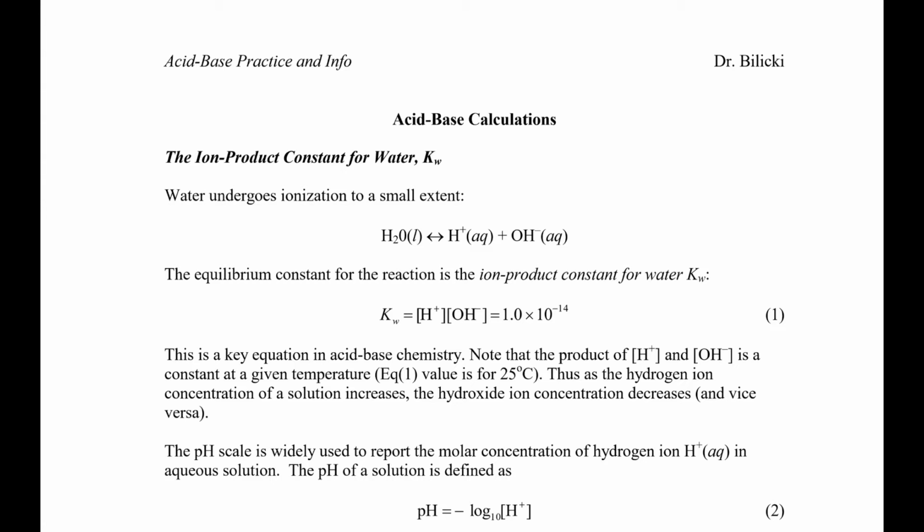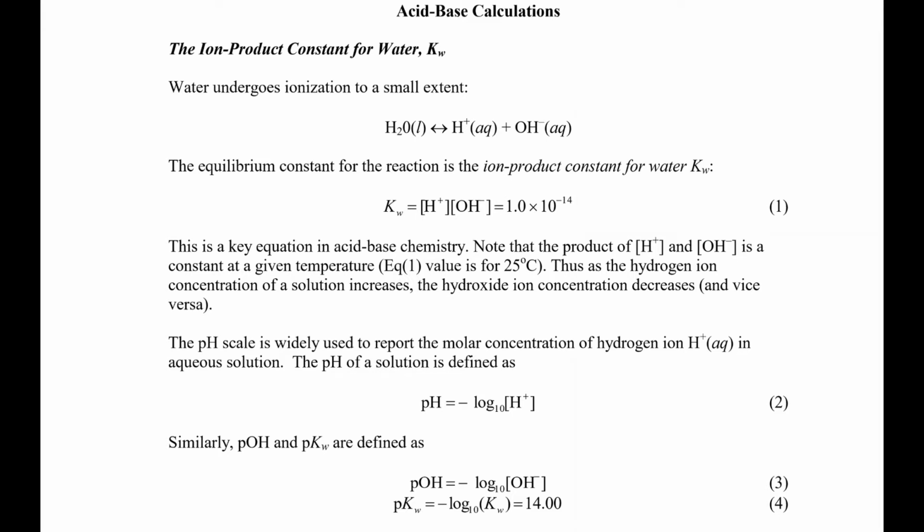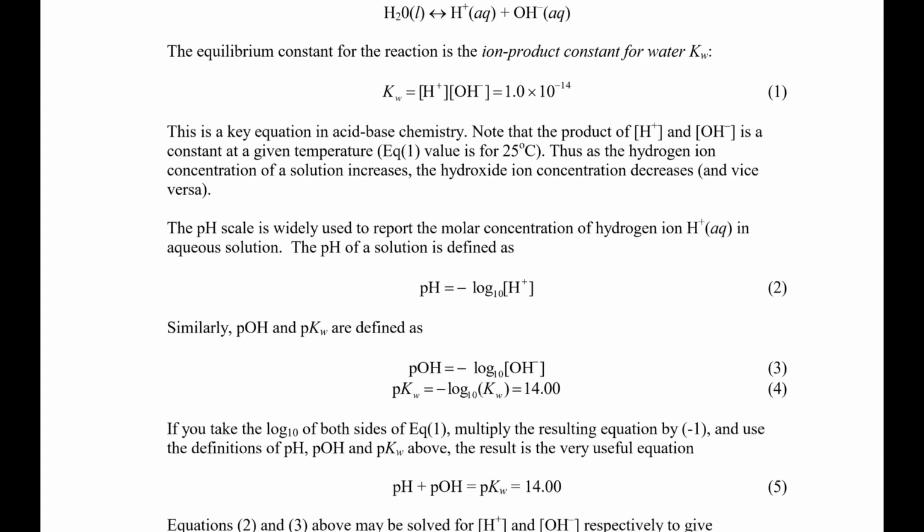Okay, so I want us to remember the front of this page is just review. None of this is new. So we have that Kw, this will be important in a little while. Kw is equal to 1 times 10 to the negative 14. That's just the ionization product constant for water. It's always that exact same number.